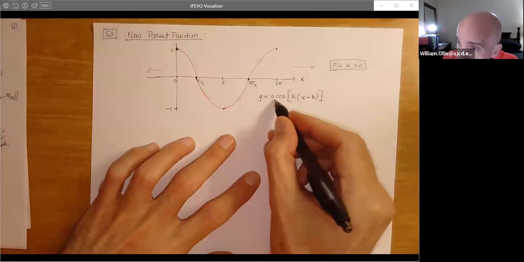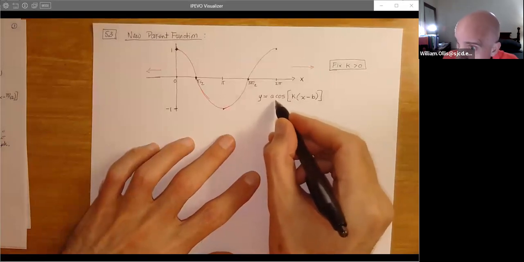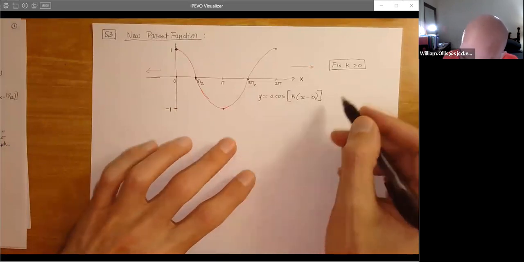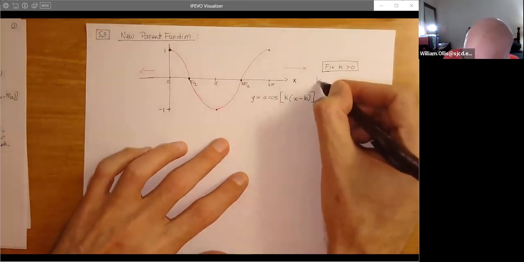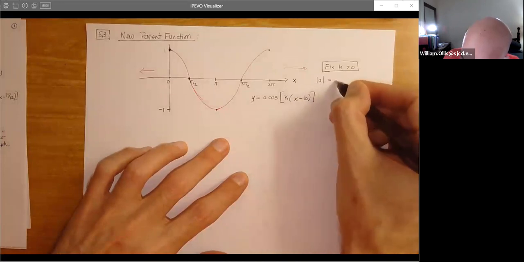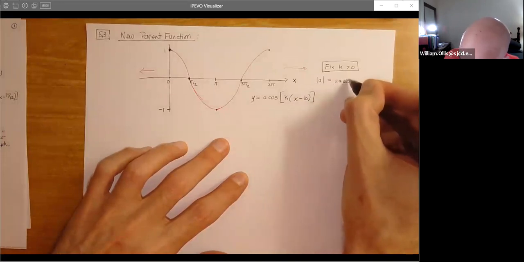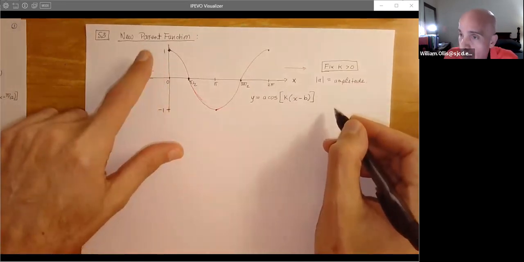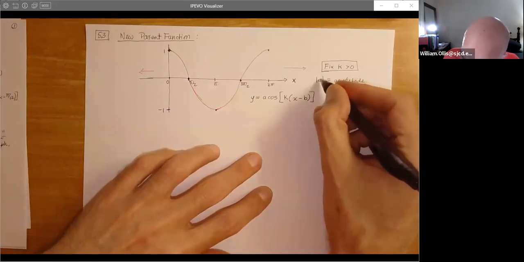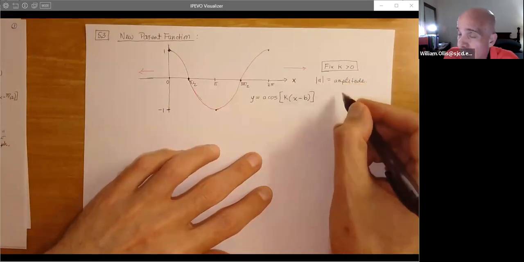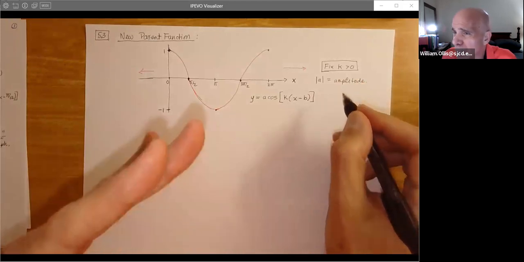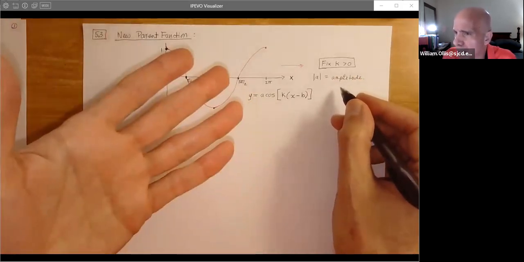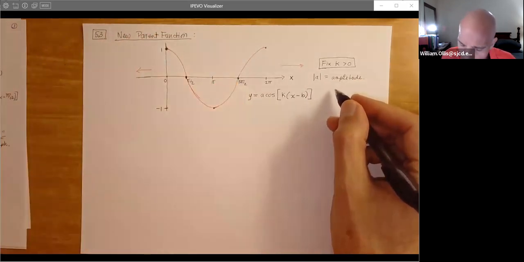A, again, is going to be a vertical stretching or compression, depending. And then, of course, B will be a shift right or left. So what we're going to do is say that the absolute value of A will be the amplitude, because again, these functions live between -1 and 1. So this amplitude makes sense. Of course, for cotangent and tangent that go off to infinity, amplitude doesn't make any sense. So we won't talk about that for those functions.